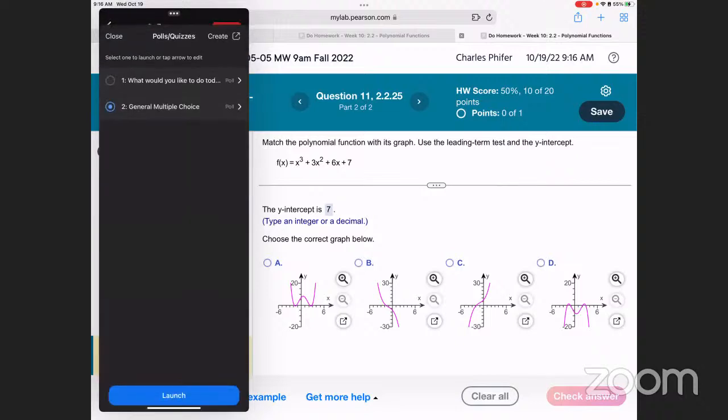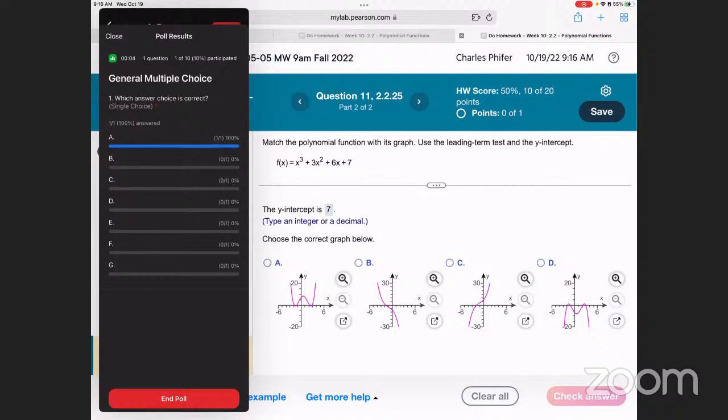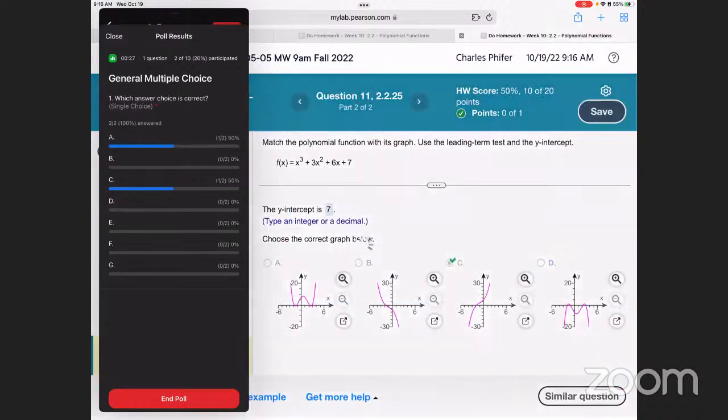Relaunch, launch. Okay. So which is the leading term? Okay, there's a vote for A. Let me see. The leading coefficient is positive, so it goes up to the right. A is promising. Oh, but then the degree of the polynomial is 3, which is odd. So that means the other side does the opposite. So it can't be A and it can't be D. So then I think that leaves us with C. We're going to go with C. Okay. Let's go into the next question.